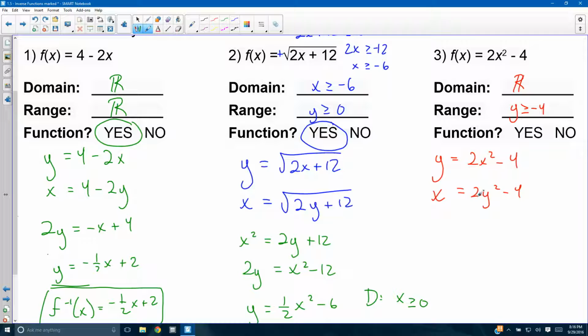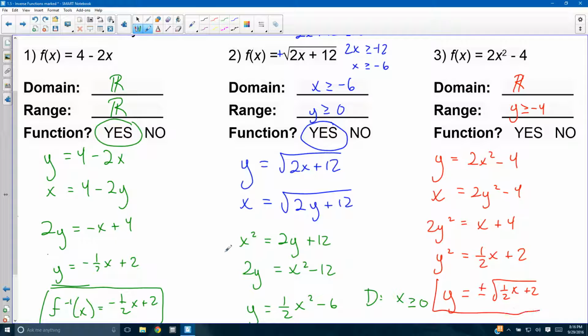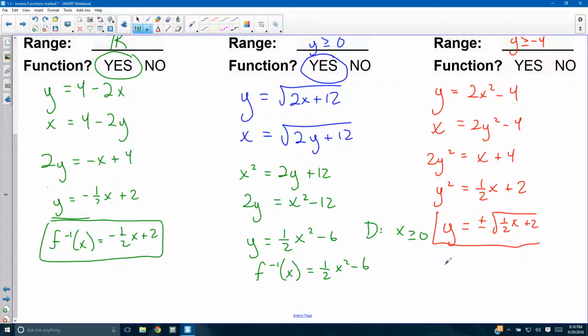That was pretty interesting. Solve for y, so 2y squared equals, add 4 to both sides, x plus 4. Divide by 2. We'll get y squared equals 1/2 x plus 2. Take the square root of both sides. We'll get y equals plus or minus the square root of 1/2 x plus 2. Okay. So f inverse function is the exact same thing. Equals plus or minus the square root of 1/2 x plus 2.